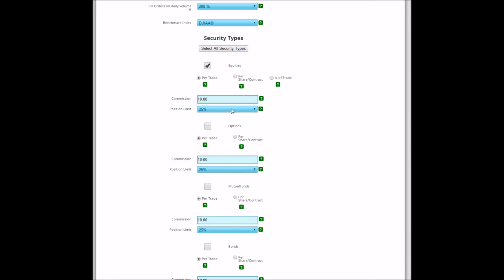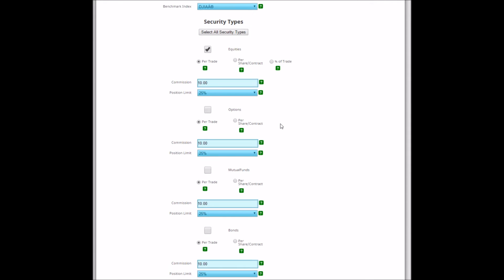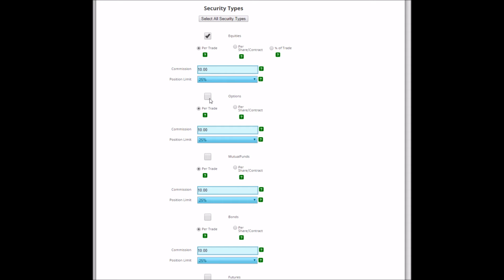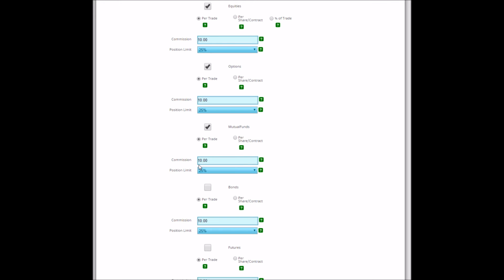The position limit is how much of their entire portfolio can be in any one stock. So with a 25% position limit, if you have a $100,000 starting portfolio, your students can put up to $25,000 in any one stock. If you set it to 200%, they would be able to invest all of their starting cash plus all of their margin into one single stock. You can allow and disallow each security type individually and set their commission structure individually, along with their position limits.